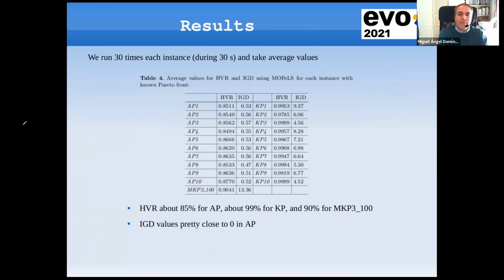In this table, we have calculated the hypervolume ratio for those instances for which we know the complete front. I think these are very good results because in only 30 seconds of execution, we can achieve about 85% of the total hypervolume for the assignment problems and about 99% of the total hypervolume for the knapsack problems. We can see also that the IGD values for the assignment problems are very close to 0, which means that the approximative front is very close to the real Pareto front.